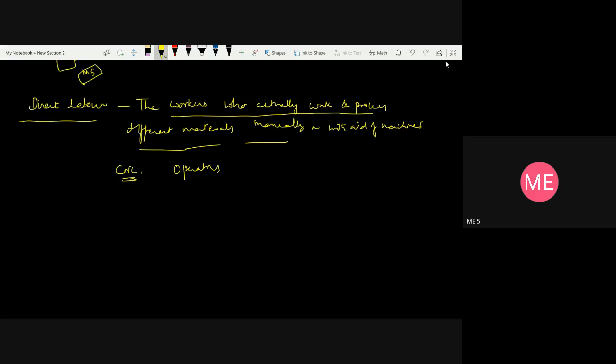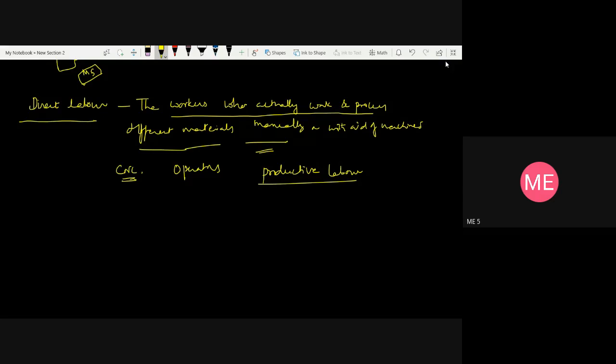So these are all responsible for operating the machine in order to produce the final product. Those are called direct labor. This group of labor is also called productive labor. We have the two terms: direct labor or productive labor.